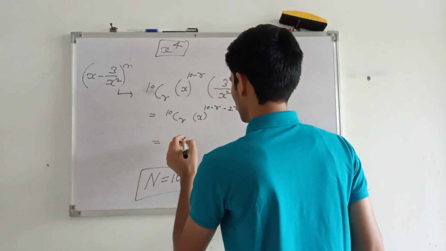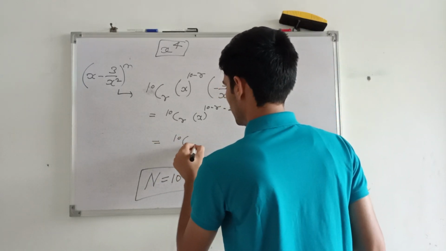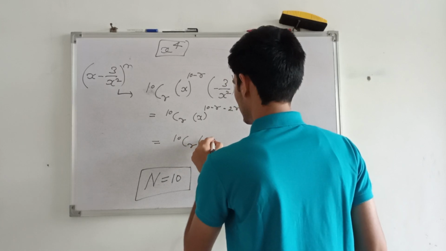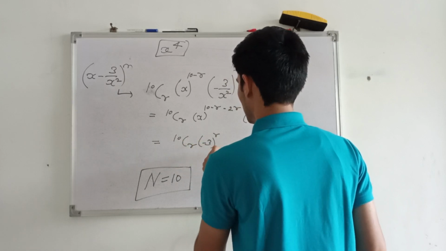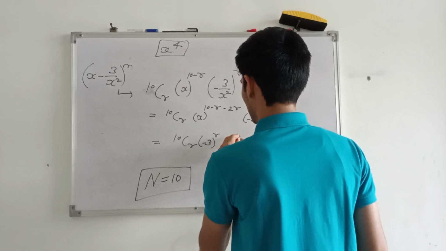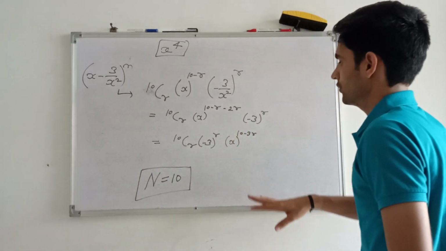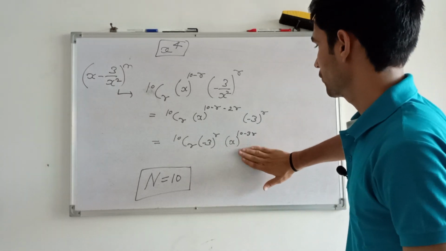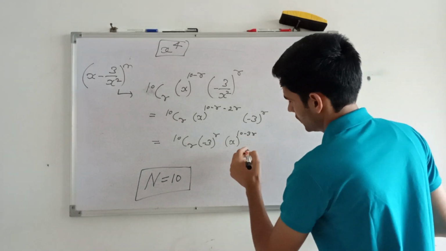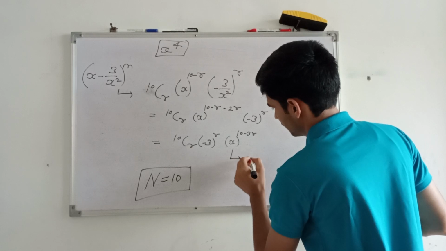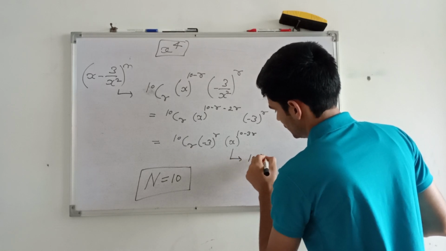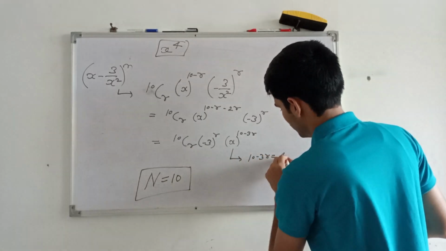Then we get 10Cr (-3)^r x^(10-3r). What we need to find is the coefficient of x^4. So when will its power be 4? 10 minus 3r is equal to 4.